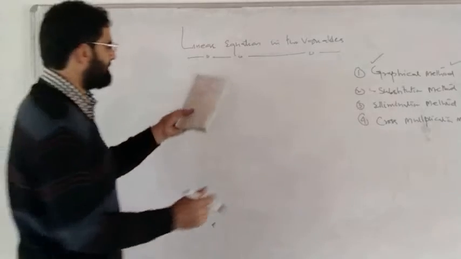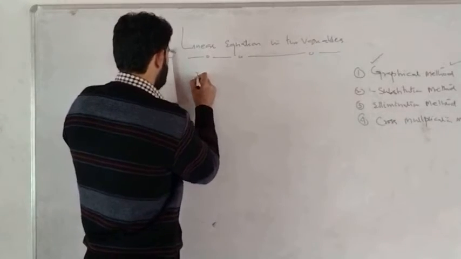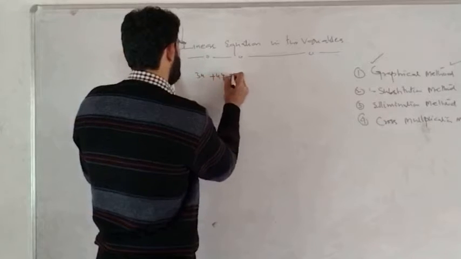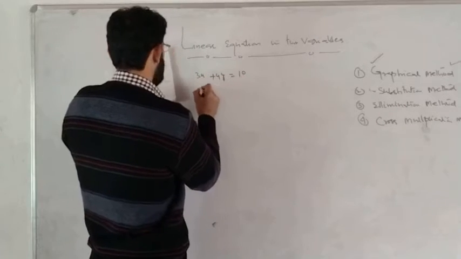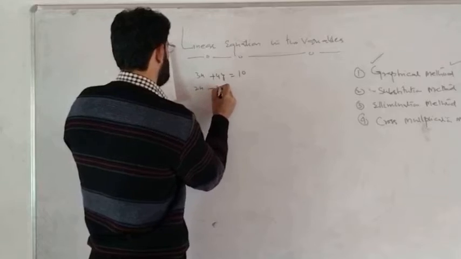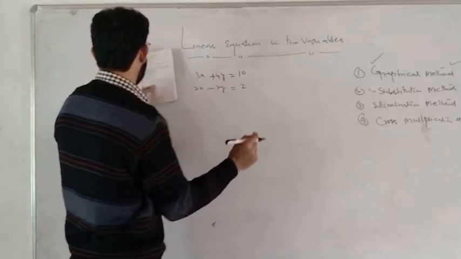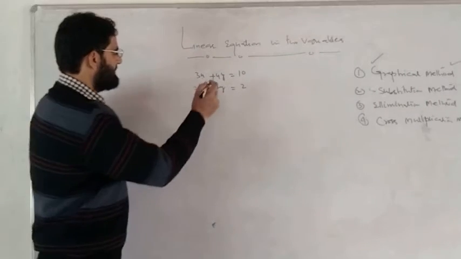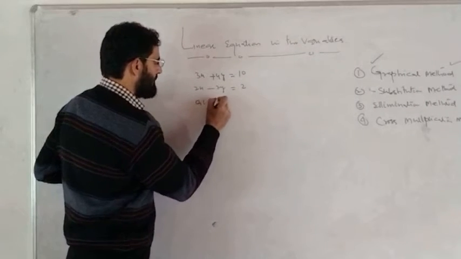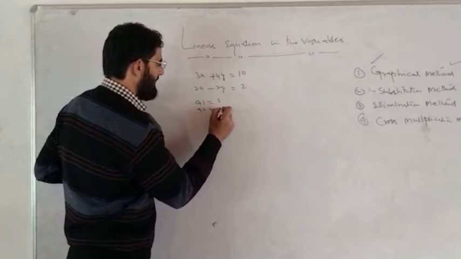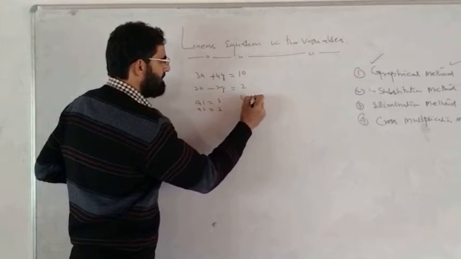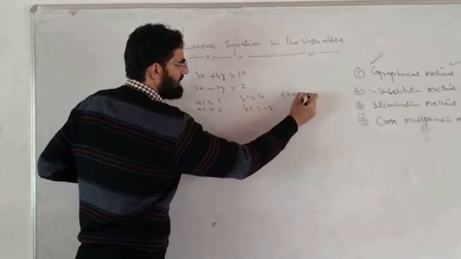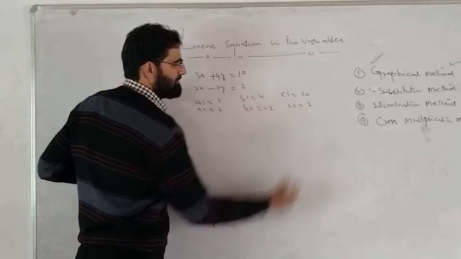Second question is 3x plus 4y is equivalent to 10, and second equation is 2x minus 2y is equal to 2. So let's try it. Here a1 is equal to 3, a2 is 2, b1 is equal to 4 and b2 is equal to minus 2, c1 is equal to 10. What is c2? It is 2.